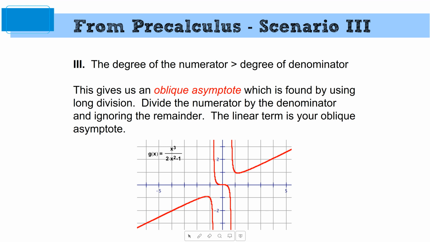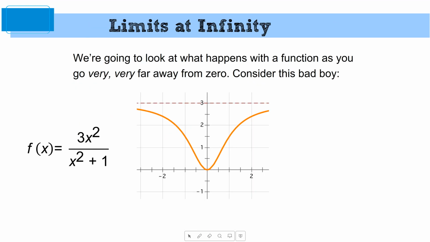Okay? So let's go back to the first one. That guy. Degree of the numerator is 2. The degree of the denominator? 2. Therefore, we're in case 2, which makes the horizontal asymptote at 3, which you already know because I told you that.